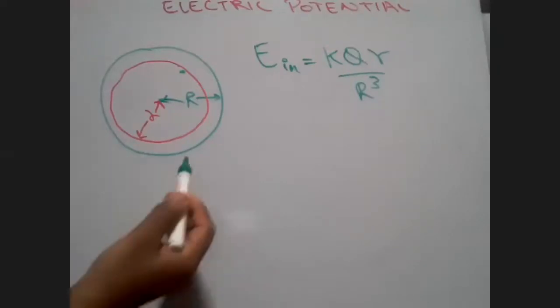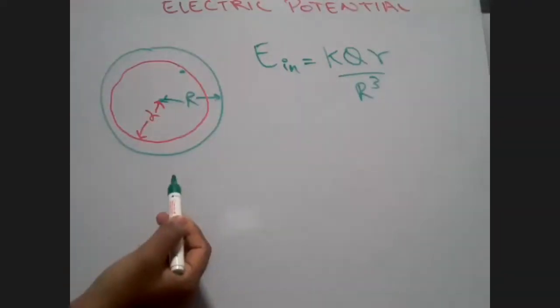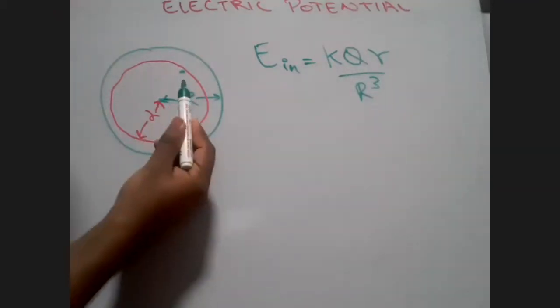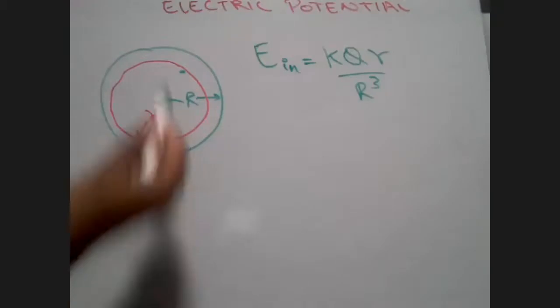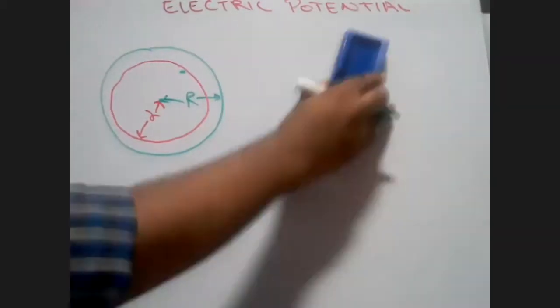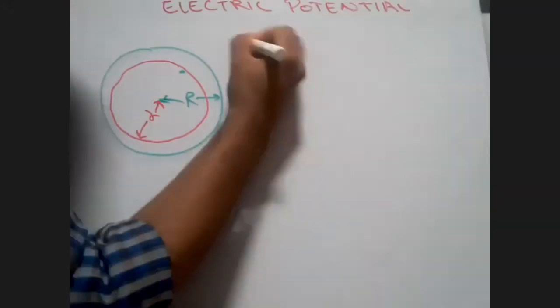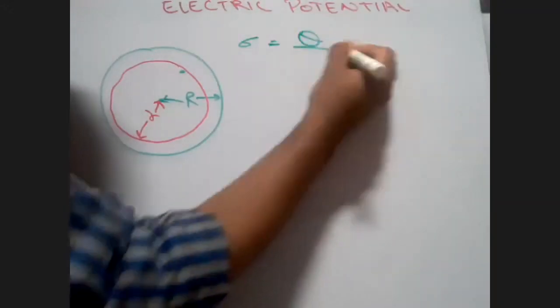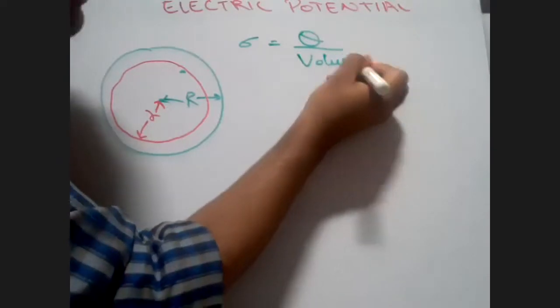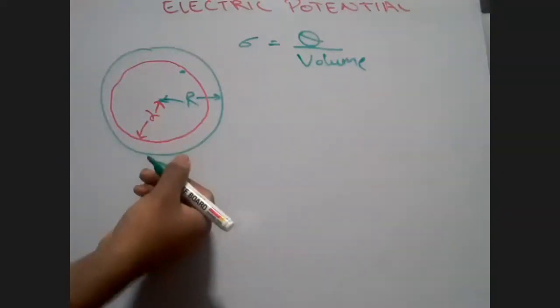I have taken a sphere which is green. The radius is capital R. I want to find out the electric field intensity at a point inside this. So I took a Gaussian sphere which is red color of radius small r. Now I know the charge density. What is charge density equal to? Charge density is equal to capital Q upon what? Volume. Am I right? In this case, I will take volume because it's a solid sphere.